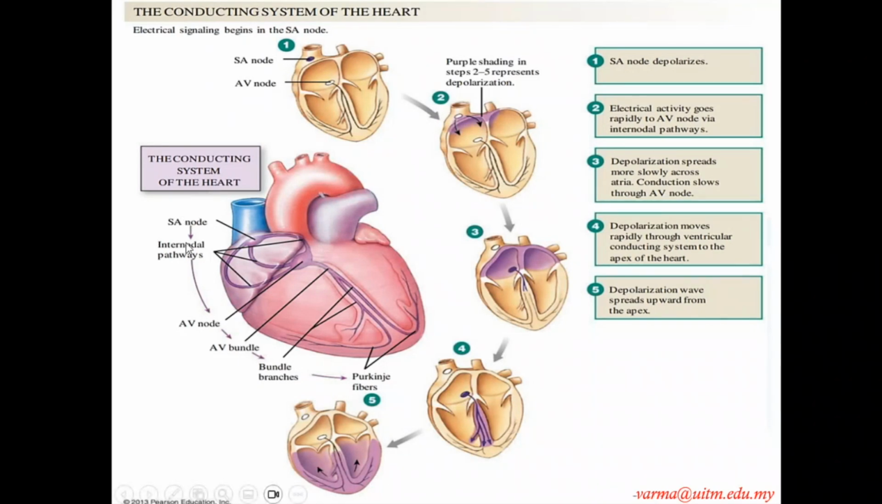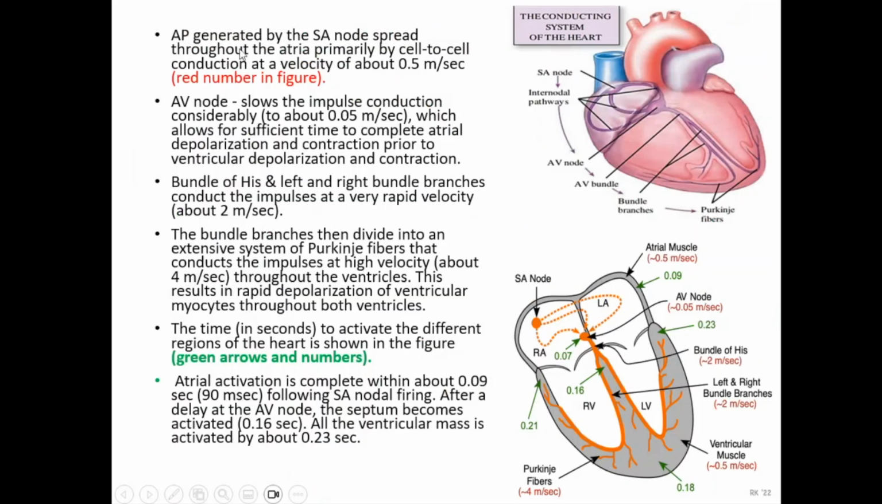So from the SA node, internodal pathways to the AV node in the interatrial septum near the atrioventricular valve. From the AV node, it slows down, giving time for the atrium to finish contracting. Then it goes via the bundle branches to the apex, and via the Purkinje fibers, it depolarizes the whole myocardial ventricular part of the heart. So this is again repetition in words. I'm not going into this now. I just want to highlight a few things about the timeline.